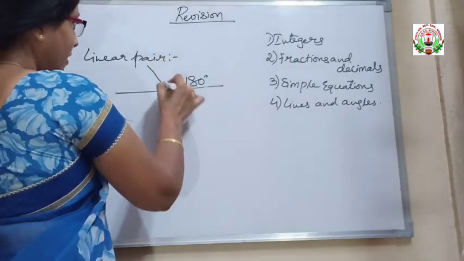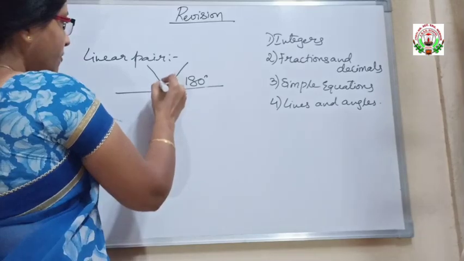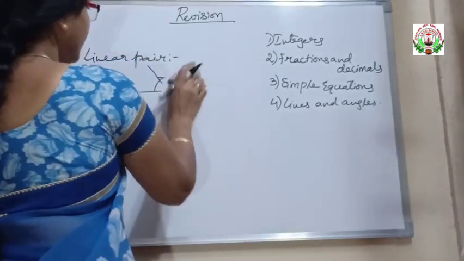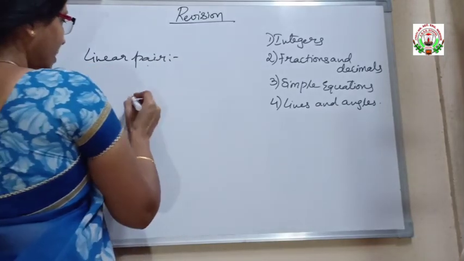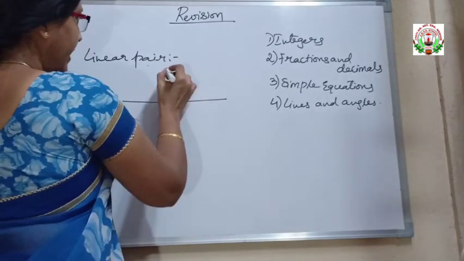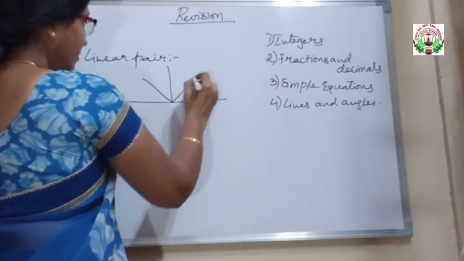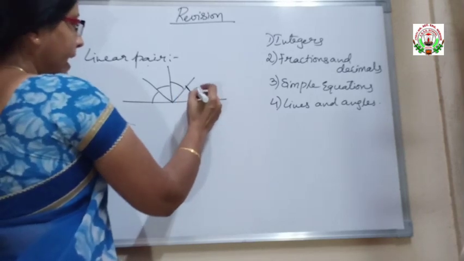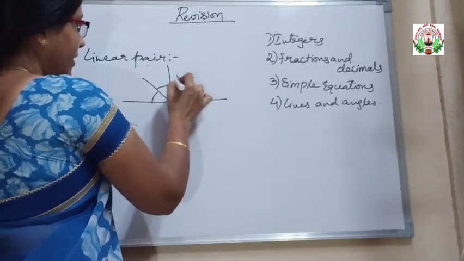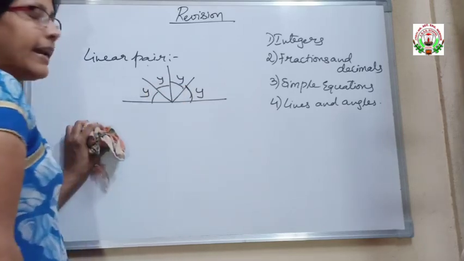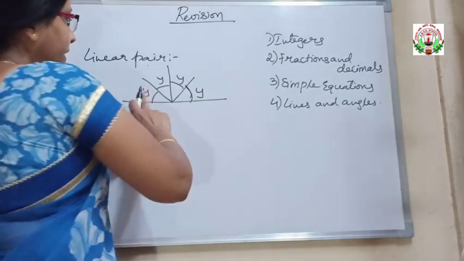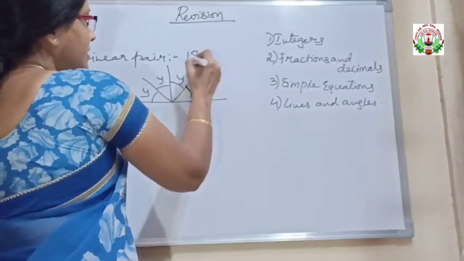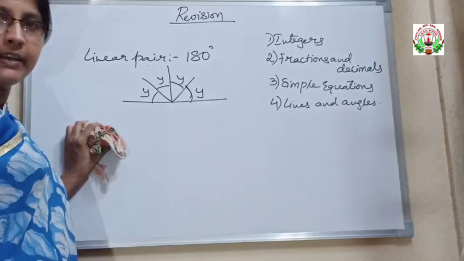Whether it is divided into any number of parts, when you add them up it is 180. See, here I have divided this straight line into 4 parts, and I have given you the value of y, y, y and y here. If I ask you whether these are in a linear pair or not, linear pair means the angle should be 180 degrees every time.